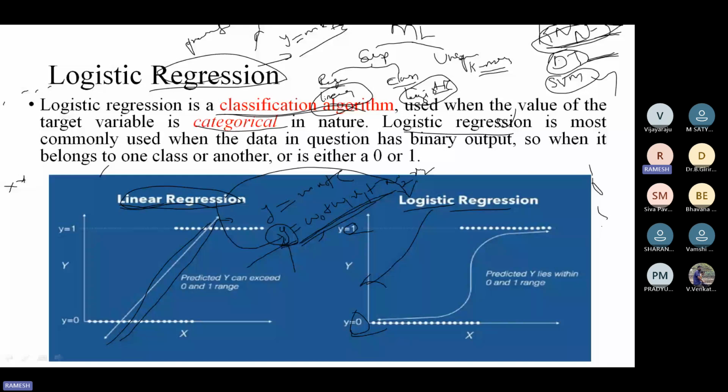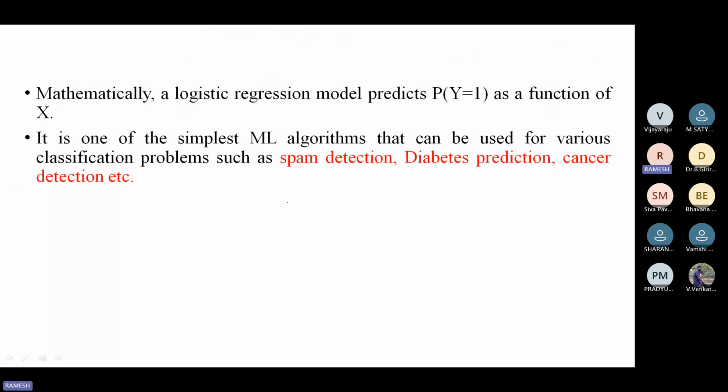To convert these continuous values to categorical values, we need to use an activation function. So in logistic regression, we are going to use one activation function, or we can say a converter. The converter will convert the continuous data to categorical data. So whatever activation function we are using, the result will be based on that.